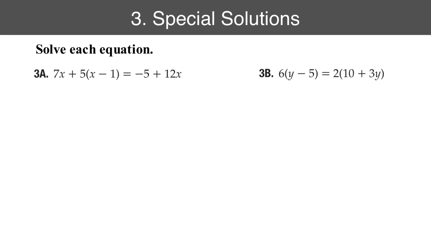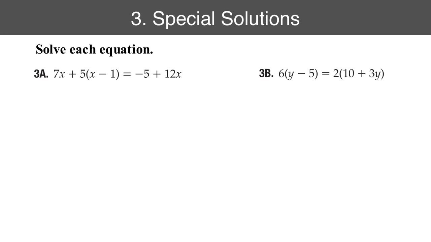The third and final thing that we talked about in this lesson was special solutions. So we're going to look at two special cases. In both of these, the same thing occurs, but we get two different answers, and I'll explain why in just a minute. But what's important is noticing what happens to our variable as we're solving this equation. So we're going to solve these just like we always have.